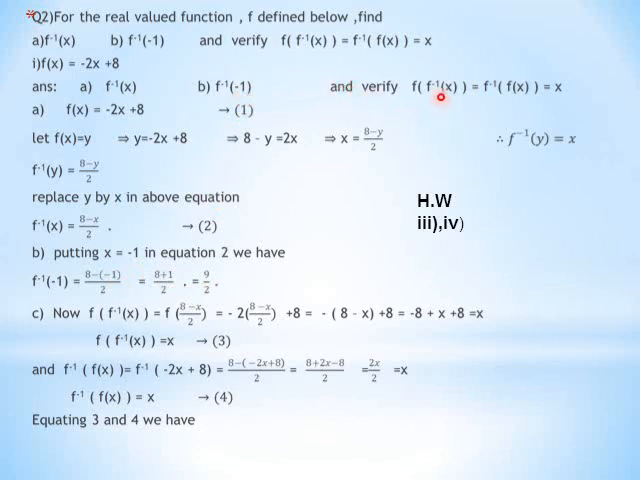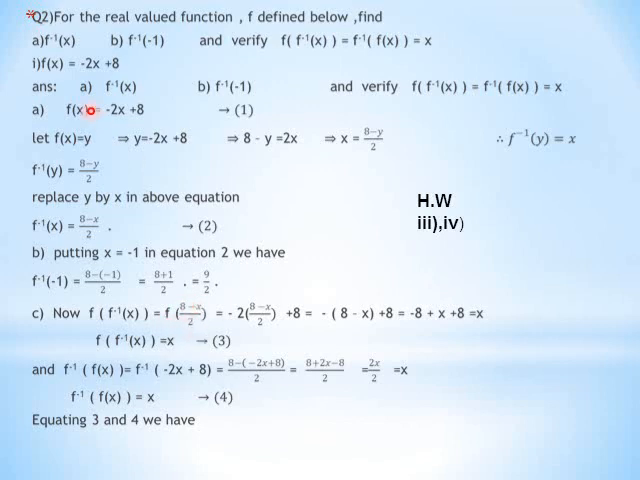Now verify f of f inverse x, or f inverse of f of x. It should be equal to x. Okay. Now f of f inverse x. What is f inverse x? This is f inverse x. That's why I made you understand composite functions first. Okay, f of 8 minus x upon 2. Okay, now what is the value of x right now? 8 minus x upon 2.